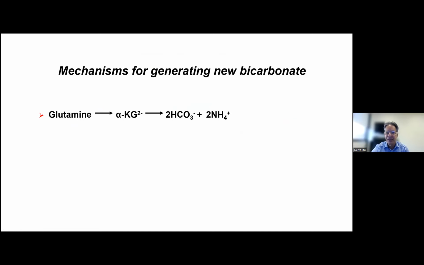Now, how does the kidney make new bicarbonate? Well, the major source is from the amino acid glutamine. The glutamine is converted, not shown here, but this occurs in the mitochondria, to a substance called alpha-ketoglutarate, which has two carboxyl groups on it. When alpha-ketoglutarate enters the Krebs cycle, it's converted into two bicarbonate ions and also two ammonium ions. So this is the major source of new bicarbonate generation by the kidney that helps it match the daily proton load.